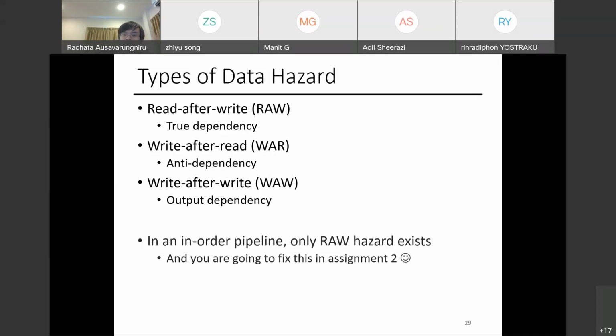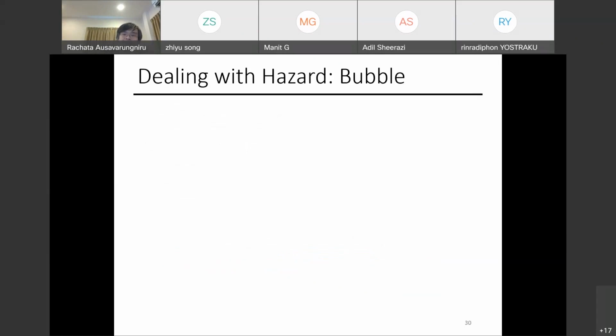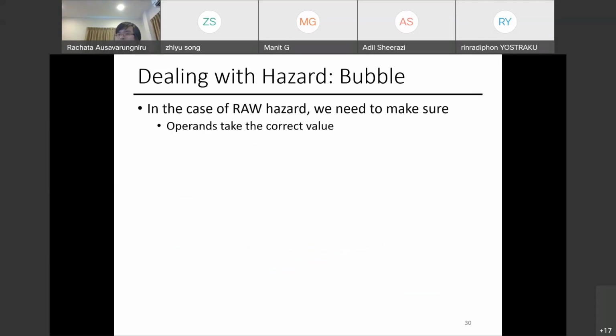In an in-order pipeline that we learn, right? Oops, you're not doing this. You're not doing this for a different class. My bad. In an in-order pipeline, only the RAW hazard exists. And to deal with it, one way you can do this is what I showed you earlier. We can stall. Stall is basically insert a bubble.